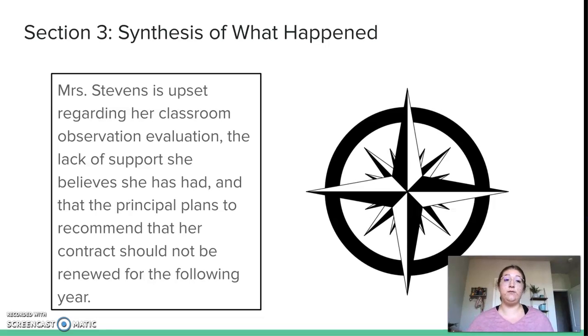So Section 3 was a one-sentence synthesis of what happened. I said Mrs. Stevens is upset regarding her classroom observation evaluation, the lack of support she believes she has had, and that the principal plans to recommend that her contract should not be renewed for the following year.